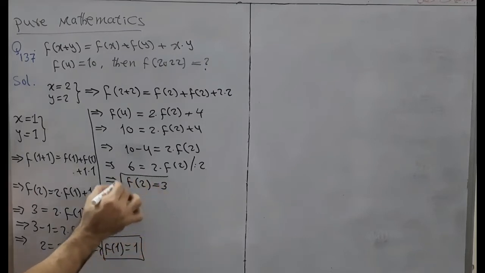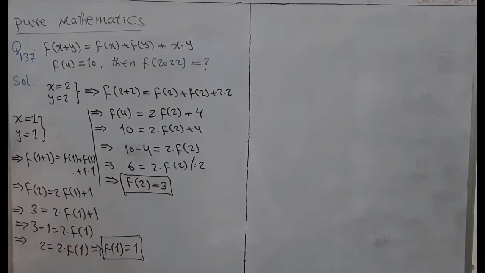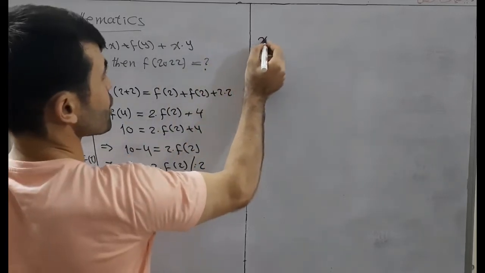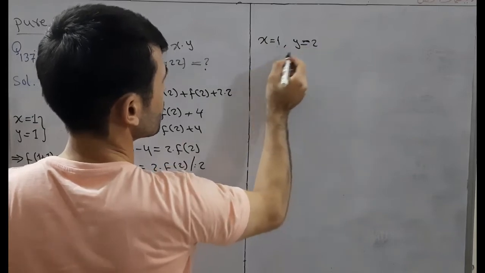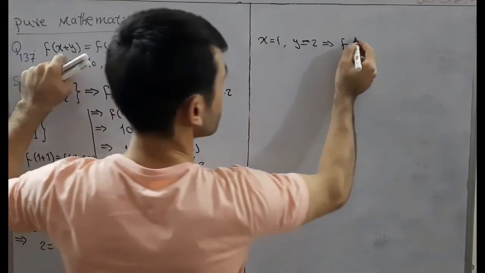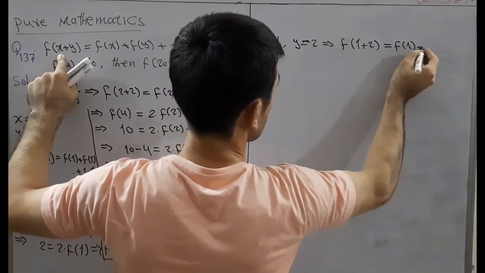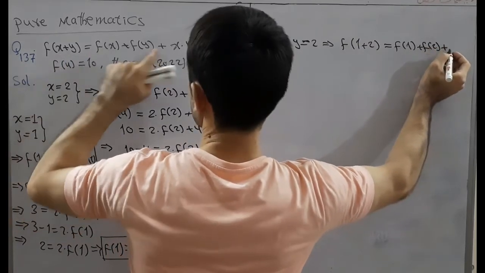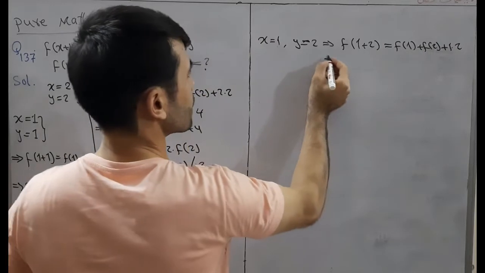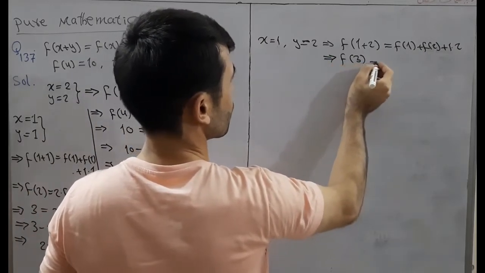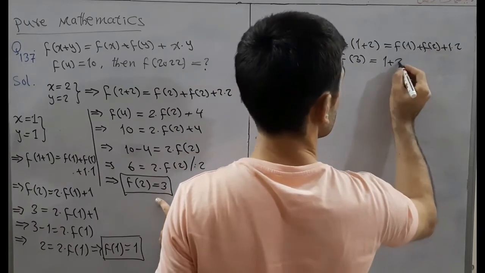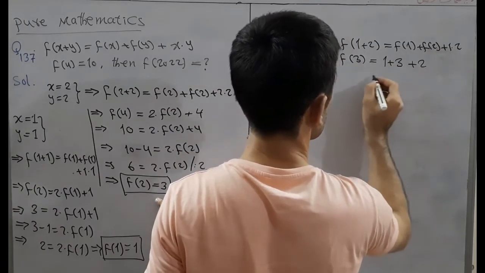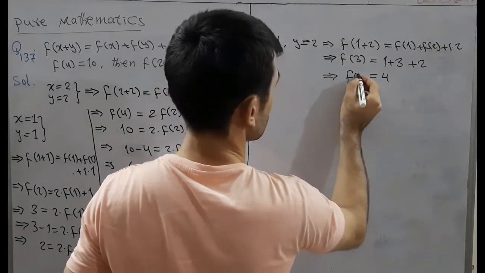Now if x is equal to 1, y is equal to 2, this implies f of 1 plus 2 is equal to f of 1 plus f of 2 plus x into y, 1 multiplied by 2. This implies f of 3 is equal to f of 1, we have f of 1 is equal to 1, plus f of 2 is equal to 3, plus 1 multiplied by 2, it is equal to 4. This implies f of 3 is equal to 4.